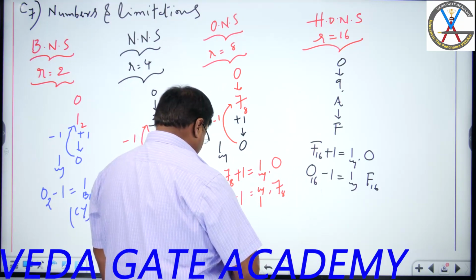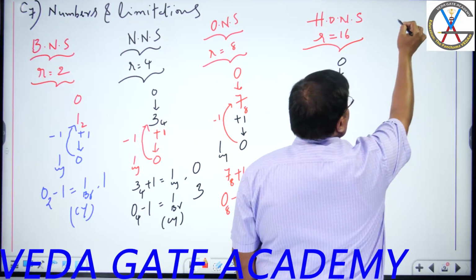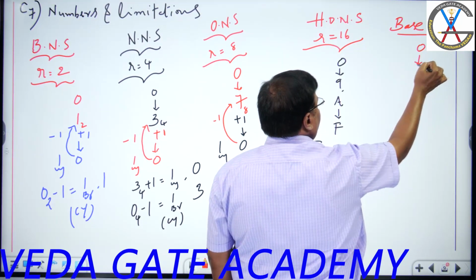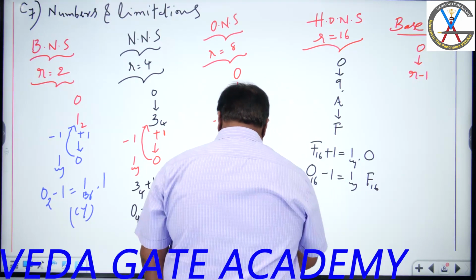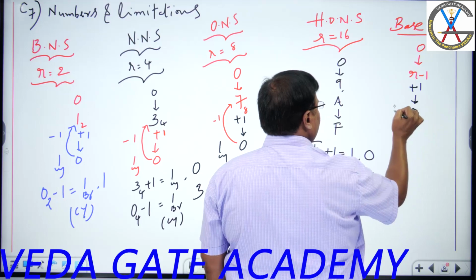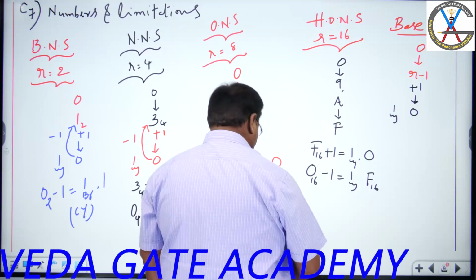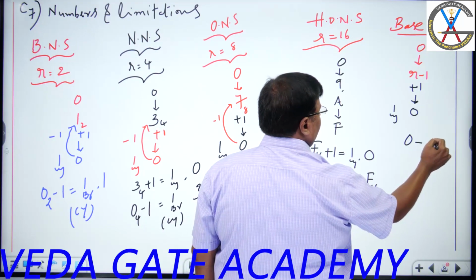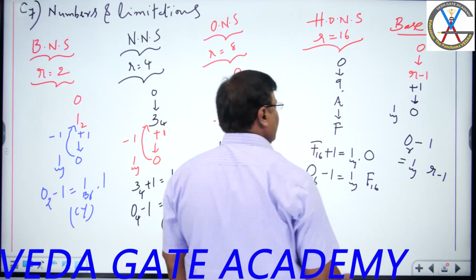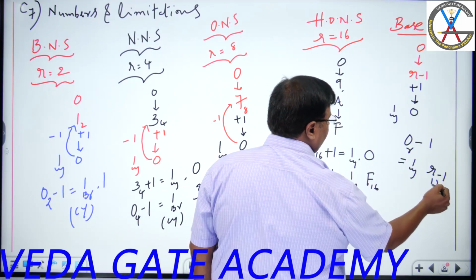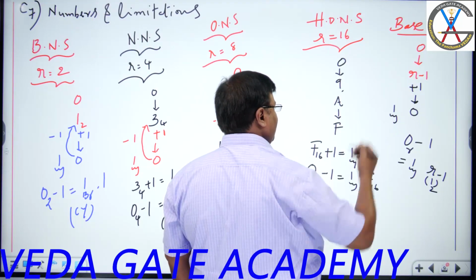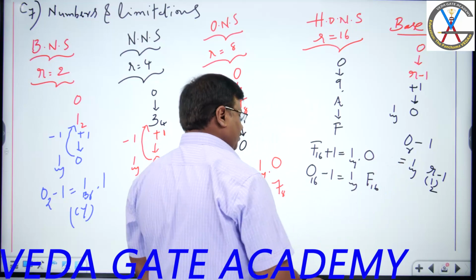Now, why don't you make a formula generic using all these things? Just give a generic formula. Base R system: 0 the first number, R minus 1 the last number. And R minus 1 plus 1 is always 0 with the carry 1, right? Then 0 base R minus 1 is equal to R minus 1 with the carry 1. R minus 1 is maximum. So, of course, R minus 1 is 1 in binary, base 2. So you can always say that R minus 1 plus 1 is 0 with carry 1, 0 minus 1 is R minus 1 with carry 1. Carry value is always a borrow, you can say.